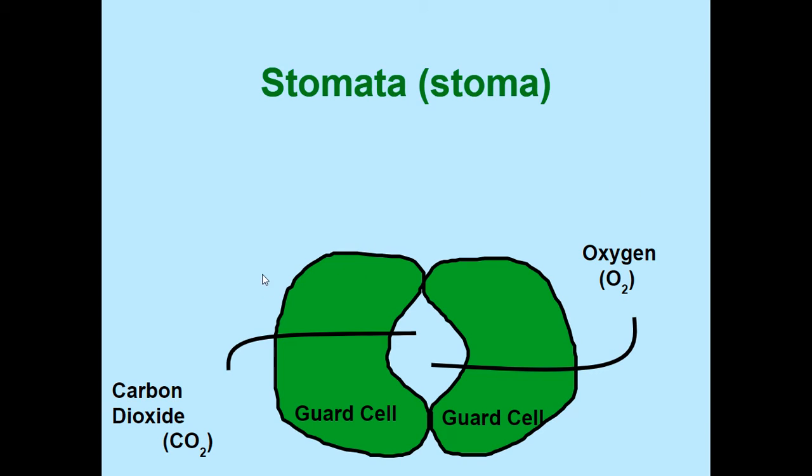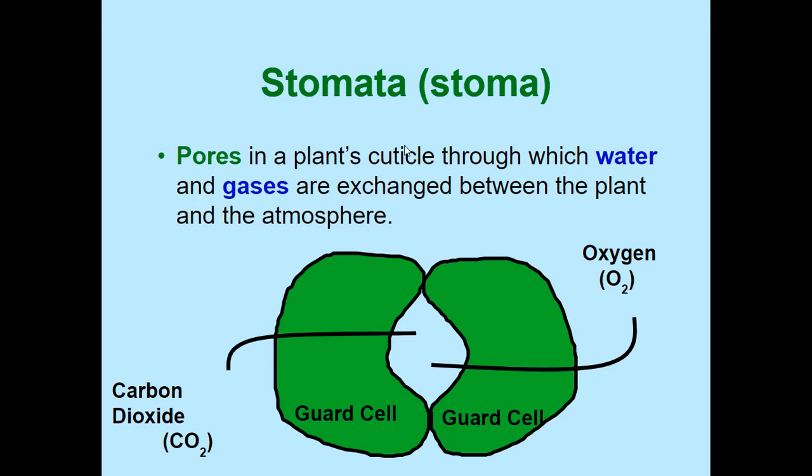Since we need carbon dioxide for photosynthesis to take place, you can assume that the carbon dioxide is going into and the oxygen is coming out of the stoma. Okay. We also call these pores in the plant's cuticle. The cuticle is just the outer layer of the plant skin, quote unquote. So this is through which water and gases are exchanged between the plant and the atmosphere.